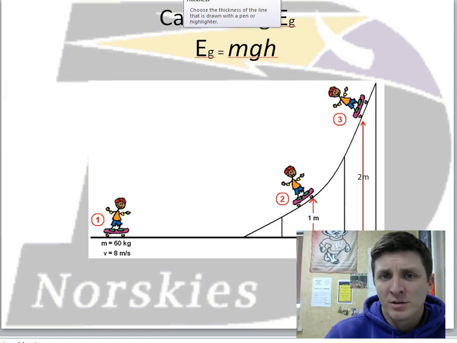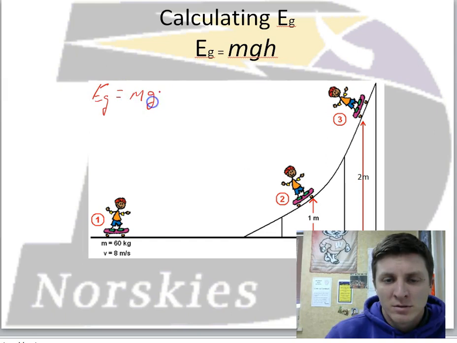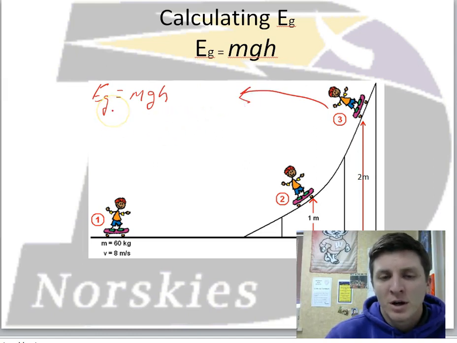So overall, we have to calculate the gravitational energy at a specific point, and how we do that is simply using this equation. EG is equal to M times G times H. Let's calculate for position 3. A few things here. Number one, we're going to be a little more strict on solving these equations, so you have to show your work. The first step is to show the equation.